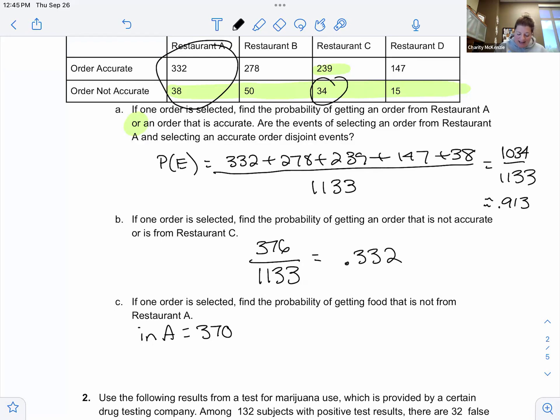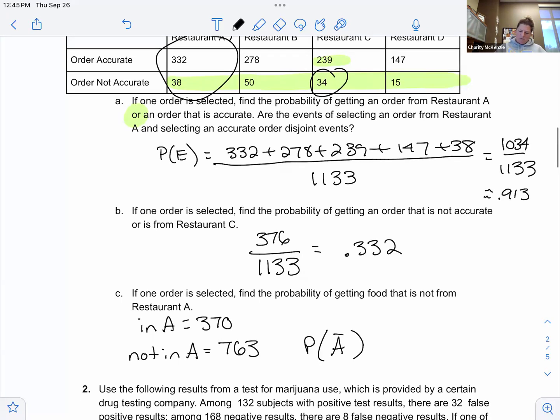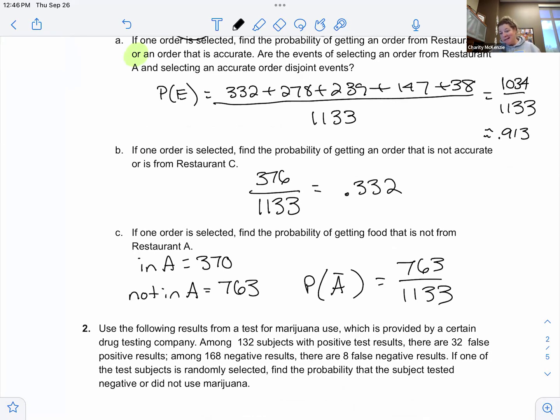That's 370. So not in A is going to be 1133 minus 370, which is 763. So the probability of not A, there's our symbol for not A, is going to be 763 out of the 1133. You could divide it and do all those things if needed. So you can use that idea of not. It's super helpful.